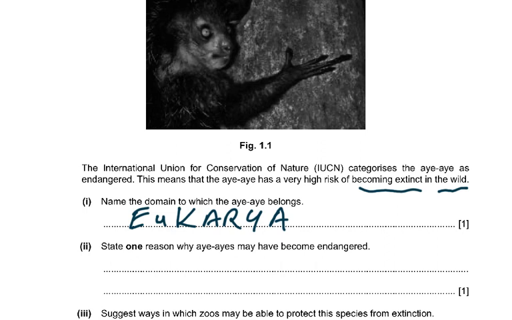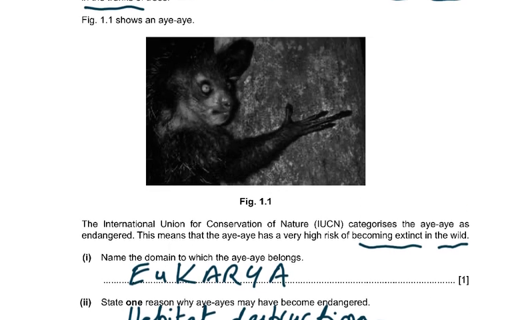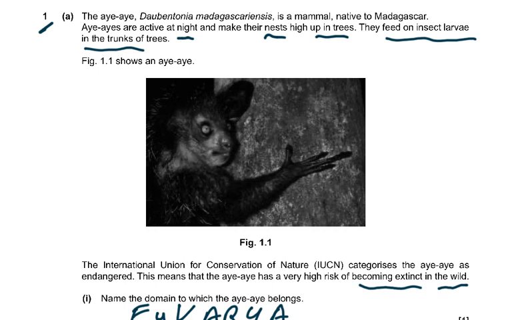State one reason why the aye-aye may have become endangered. Well, there are some things which you can write in every answer. Number 1 is habitat destruction. Maybe the habitat where they lived and bred and ate is destroyed. So maybe habitat fragmentation, deforestation, logging, urbanization, so they've cut down the trees where they used to live, because it says the aye-aye has a very high risk. And of course it tells you that it is active at night and makes its nest high up in trees.